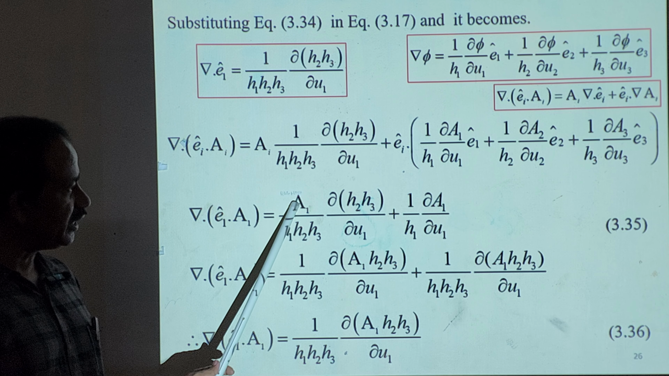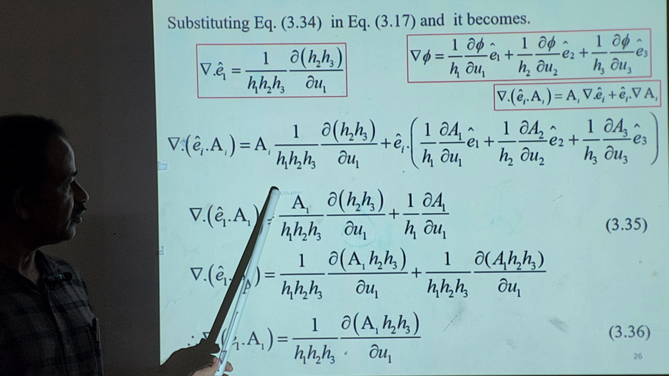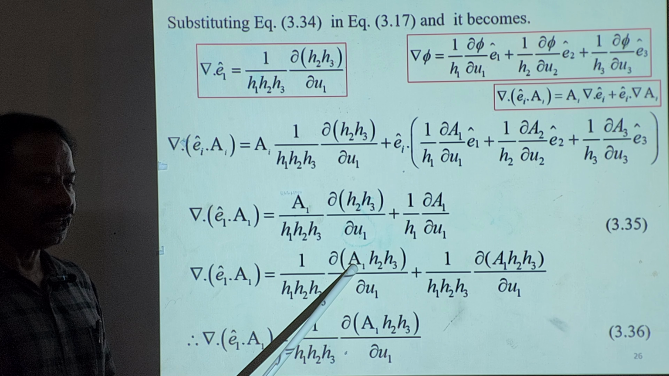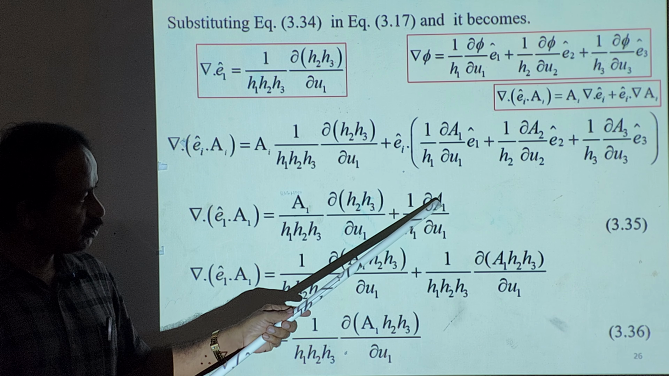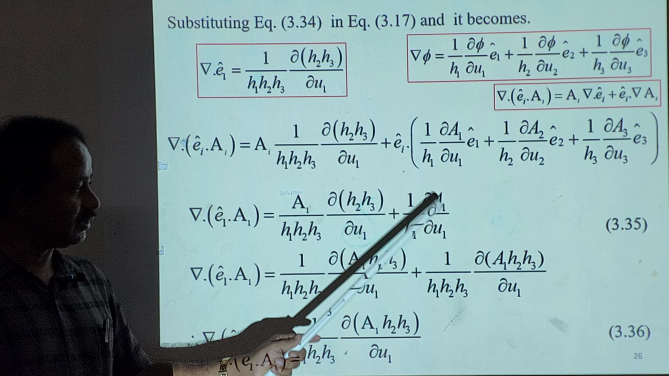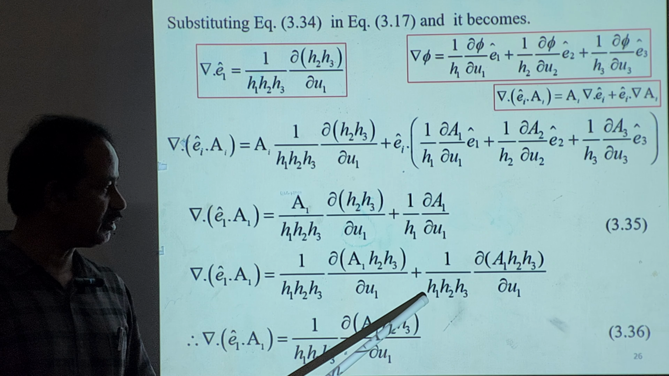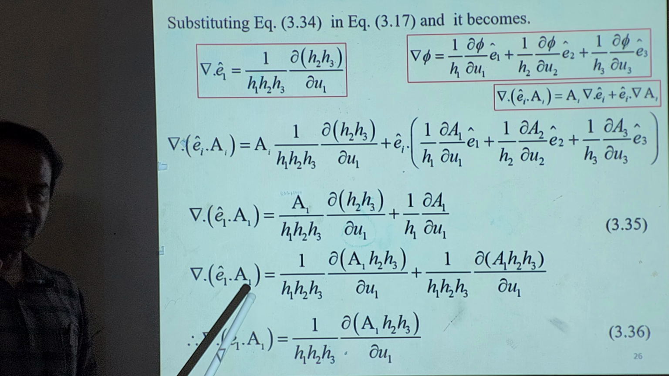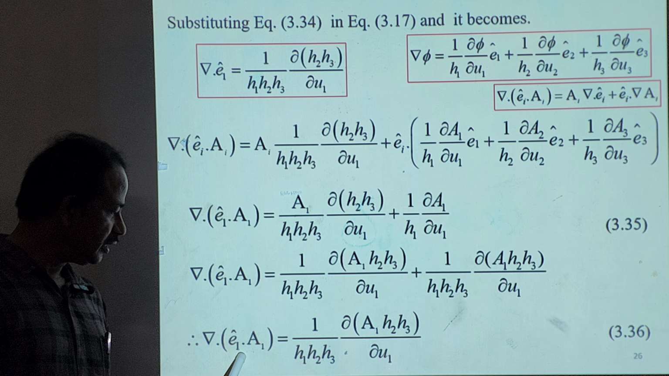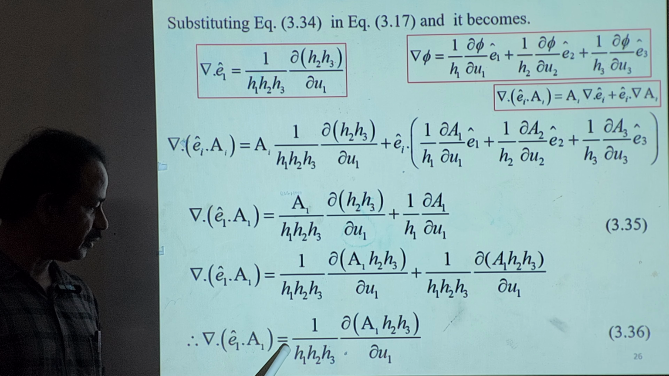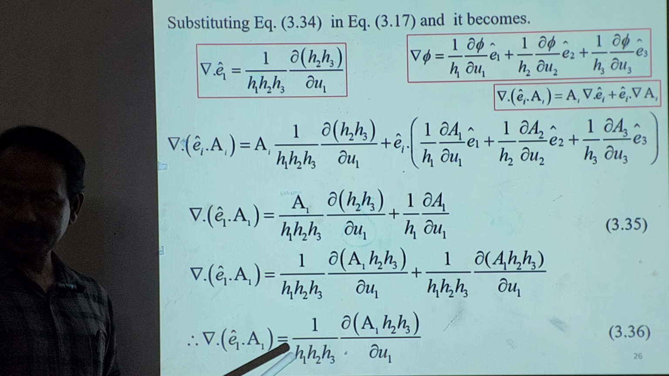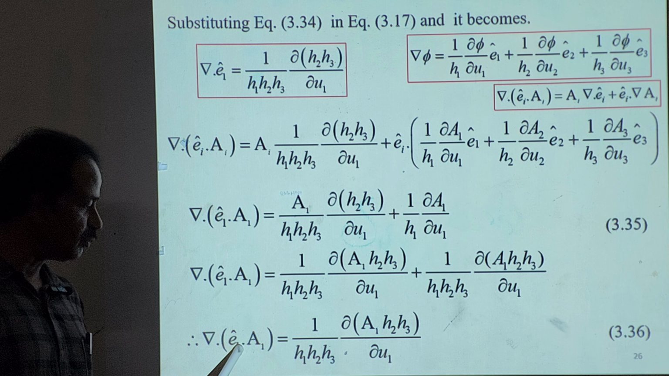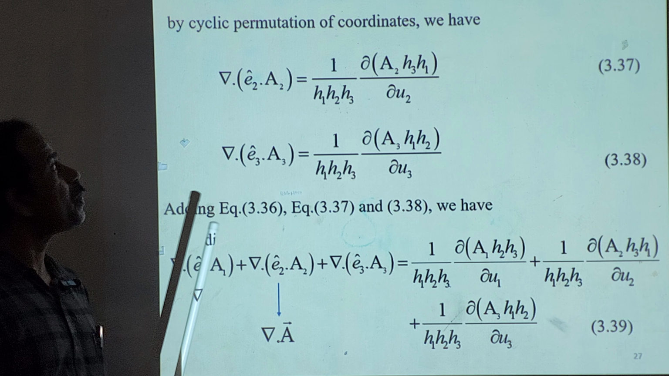Now I have brought a1 inside, so this becomes a1 h2 h3. Here I am going to multiply by h2 and h3, so this becomes a1 h2 h3 divided by h1 h2 h3. See, both are the same, so we can write only once. So that will give me del dot of e1 a1 which is equal to this expression. So we have obtained del dot of e1 a1.